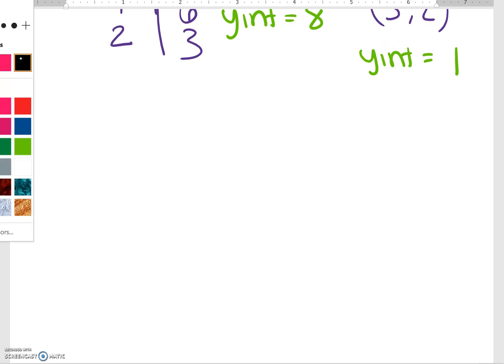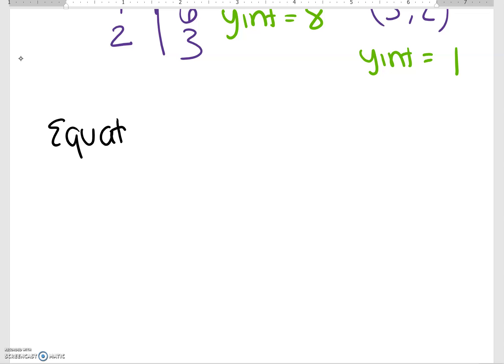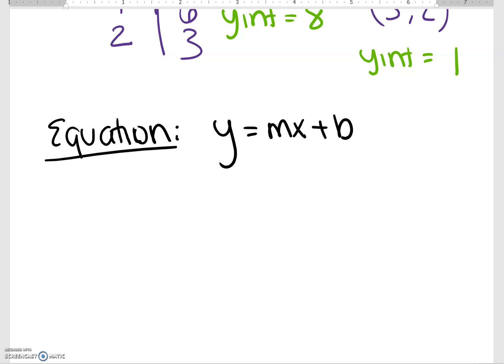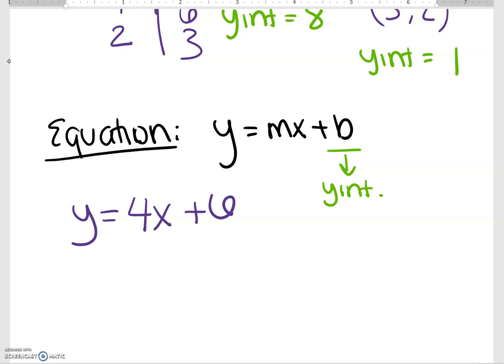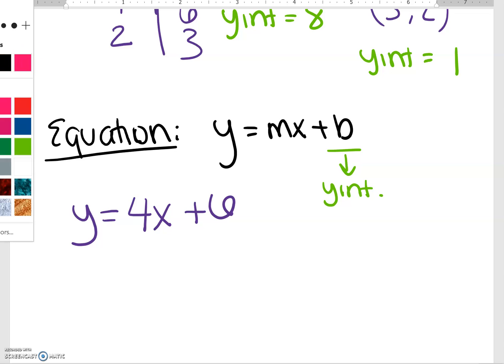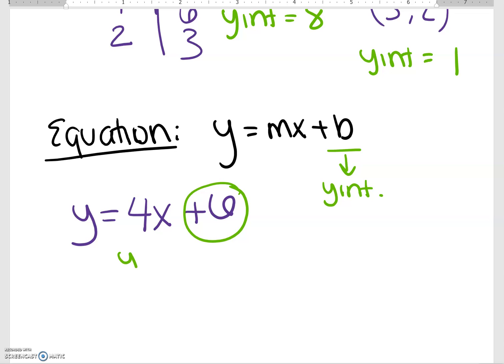Okay? And the last way to find it is in an equation. Remember, we talked about it being in the form of y equals mx plus b. Now, b is your y-intercept. Okay, that's your y-intercept. So let's say, for example, we had y equals 4x plus 6. Well, the y-intercept is whatever is not with the x. So my y-intercept here would be 6.